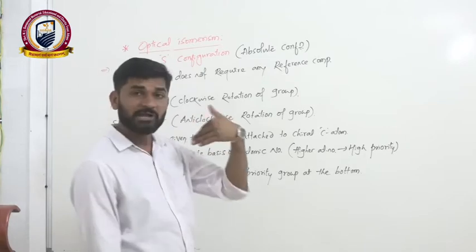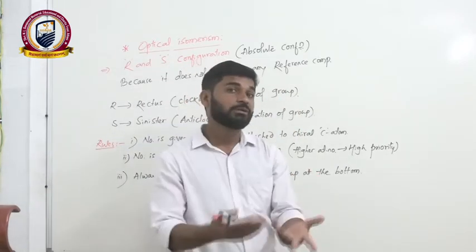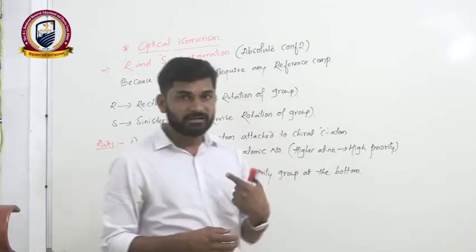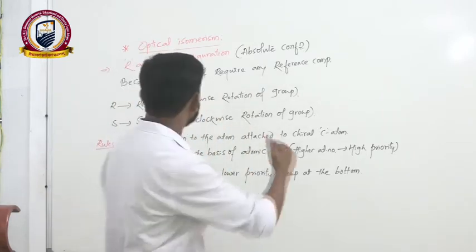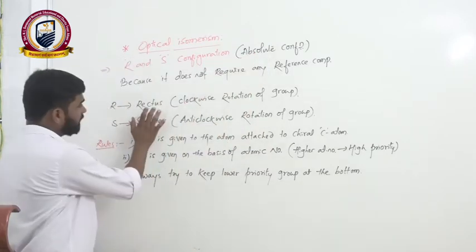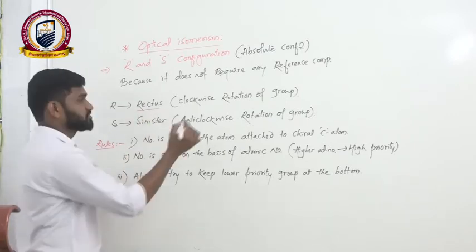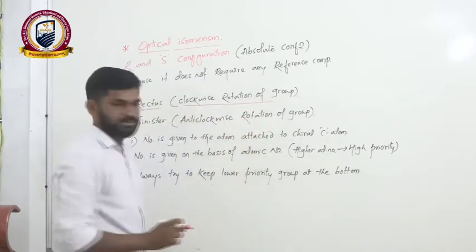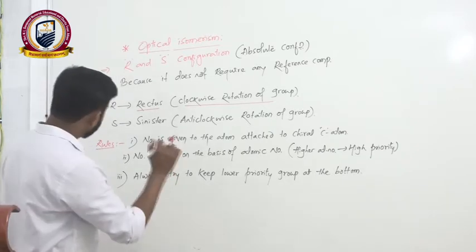Absolute configuration means it does not require any kind of reference compound. Otherwise, we have to refer to a compound and give a rotation for that compound. But R and S configuration does not require any reference compound. That's why it is called absolute configuration. R indicates rectus, which means clockwise rotation of atoms or groups, and that is denoted as R configuration.